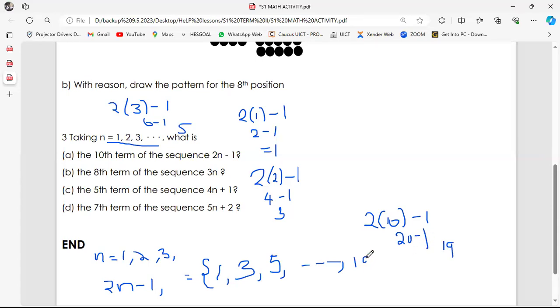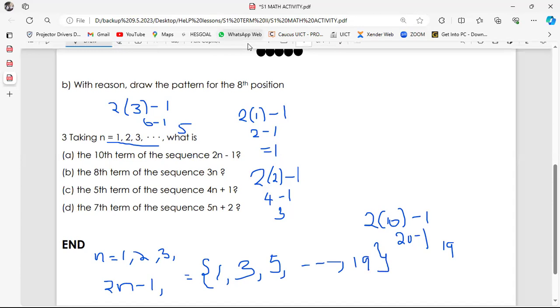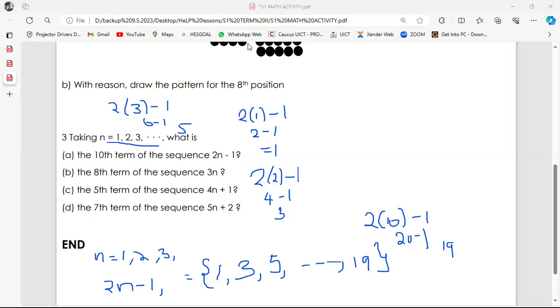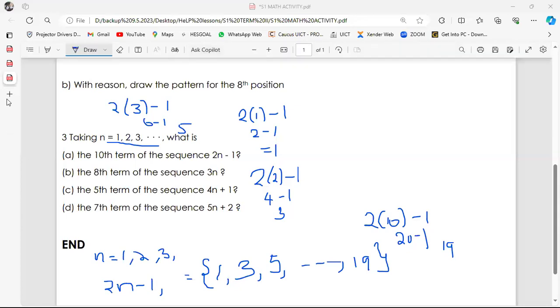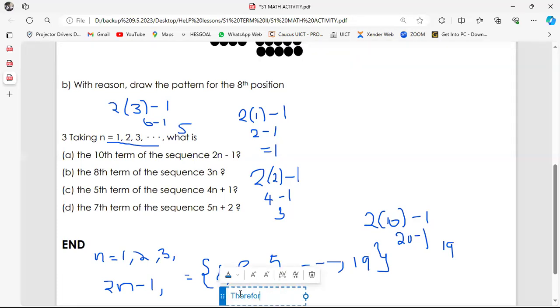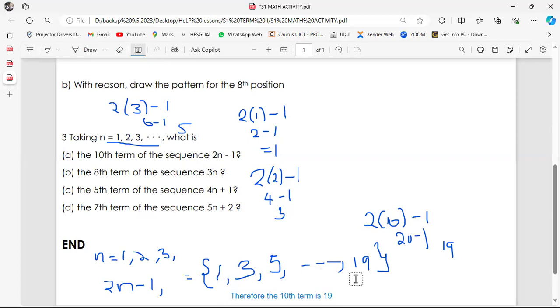That's why people who have 19 as their answers have got the answer right. Is there any question there? If there is any question, first ask, I answer it before we go to number 2. So the 10th term is 19. So you come here and conclude and say, therefore, the 10th term is 19, depending on how you have got it. So that is a very important conclusion.